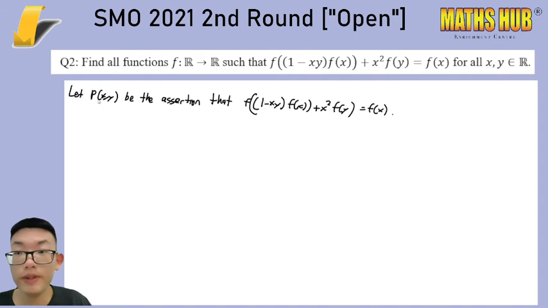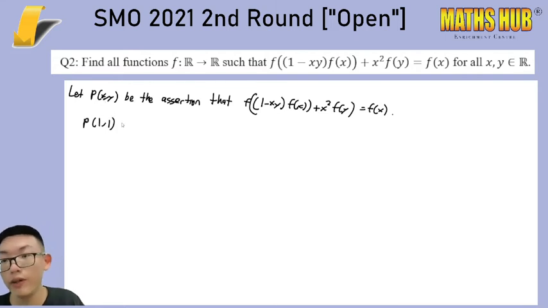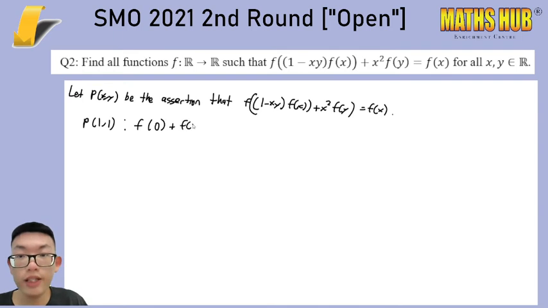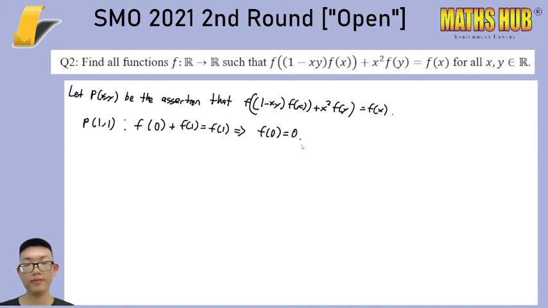So let's begin with something like 1 and 1. So remember from what we've written here, this means I'm letting x equal to 1 and y equal to 1. Now, the first thing becomes f(0). The second one becomes f(1), and the third thing becomes also f(1). So this tells me that for my function, f(0) is equal to 0. Okay, so we have found something.